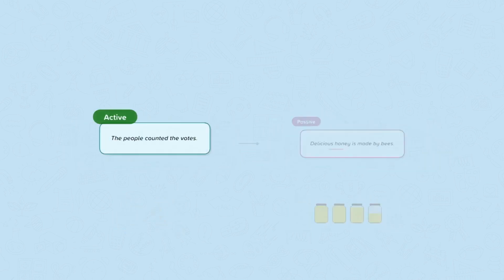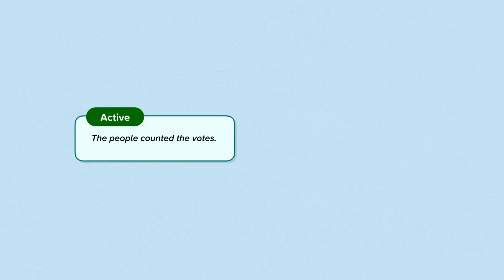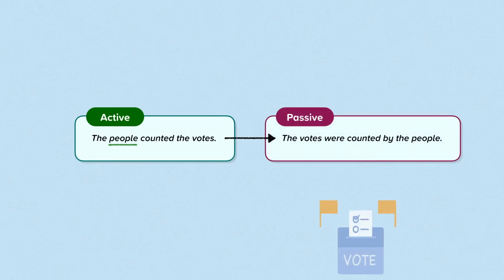If we look at another example, the people counted the votes. Here, the people are the subject in the active voice. If we change this sentence into the passive voice, it would be, the votes were counted by the people. In the passive voice, the emphasis is shifted onto the votes because they have become the subject.